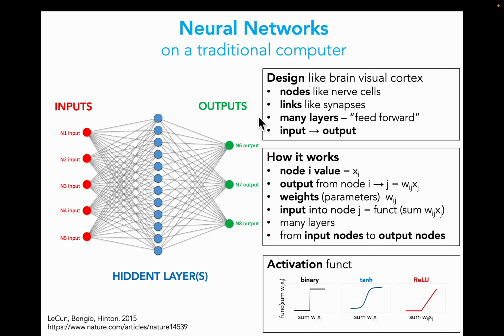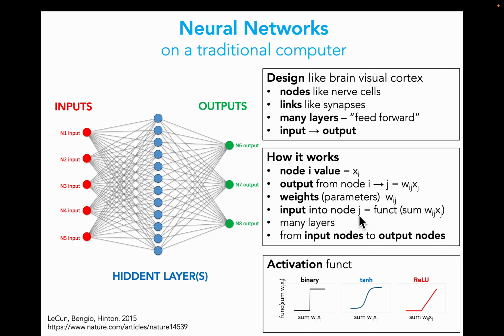And it has many layers, which are feed forward, meaning we start at the input and we go through maybe many intermediate layers and wind up at the output. So how does this work? Well, each node has a value, and the output from one node to another node is the value of that input node times a weight factor. In large language models, these weights are called parameters.